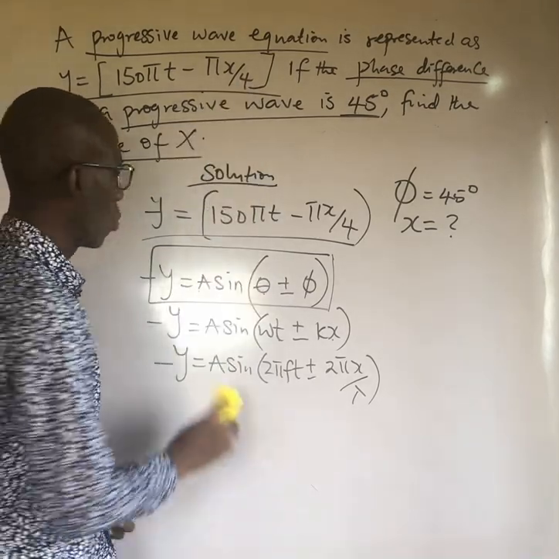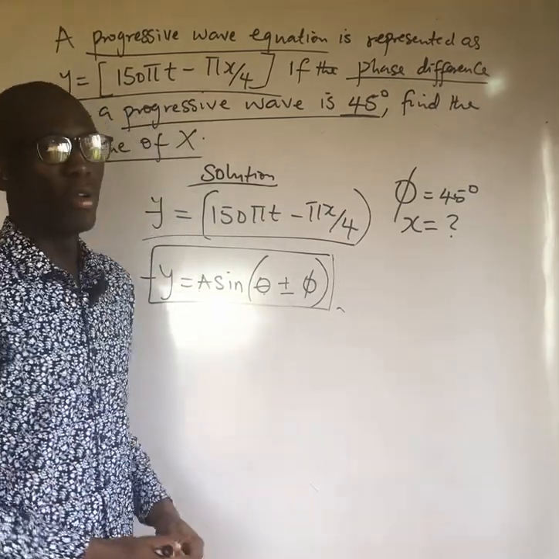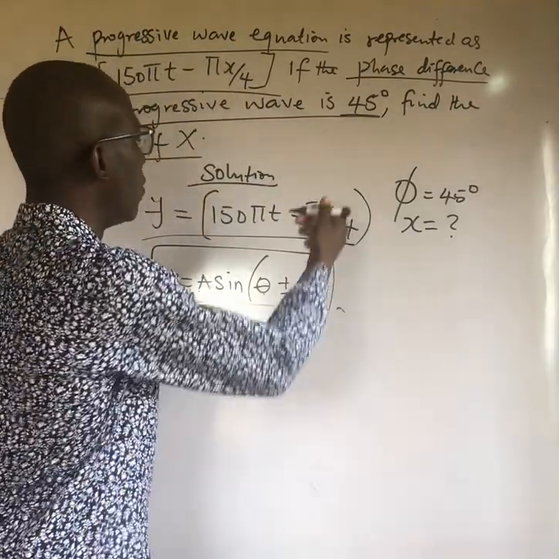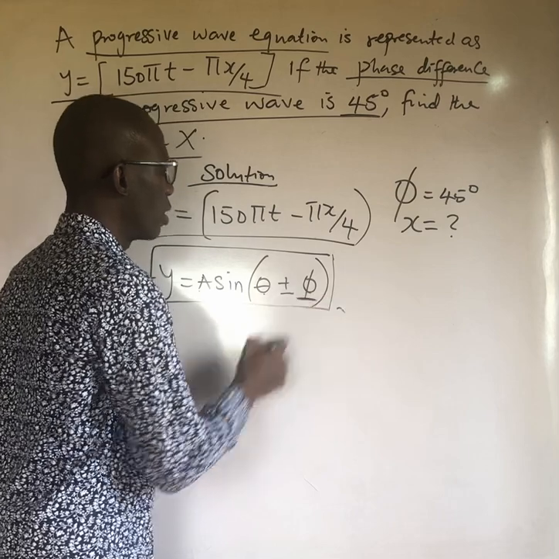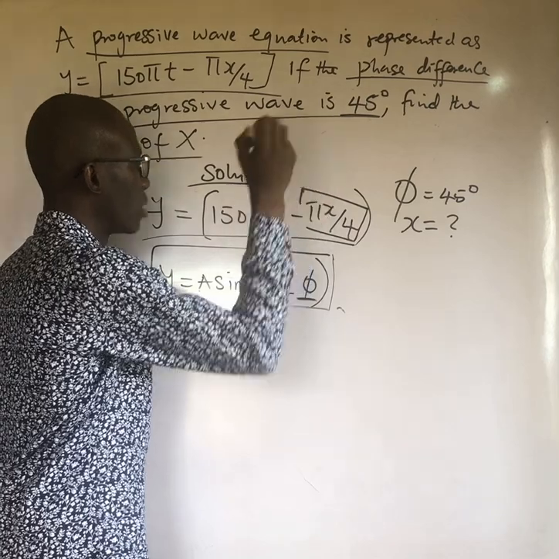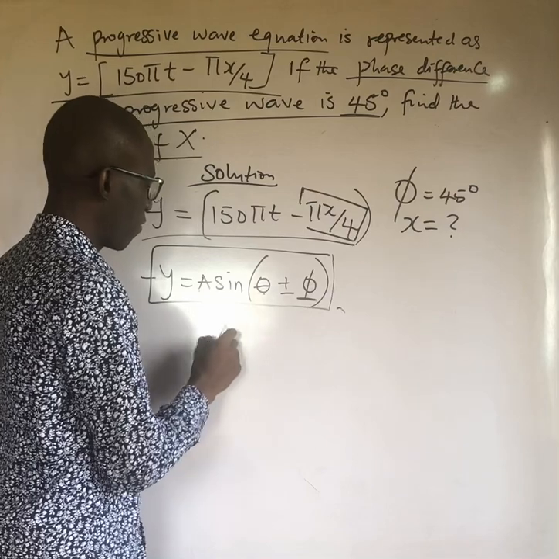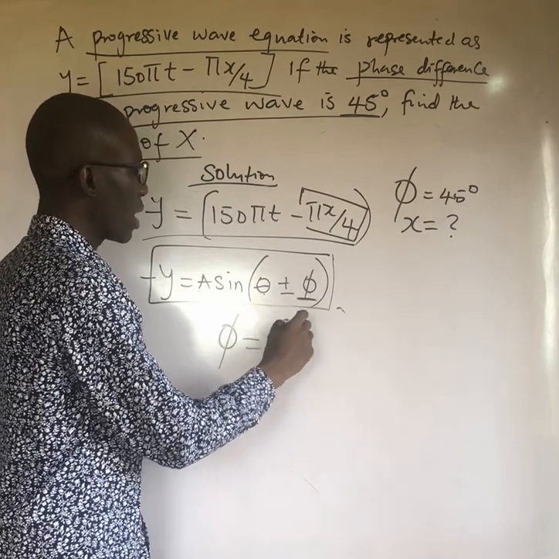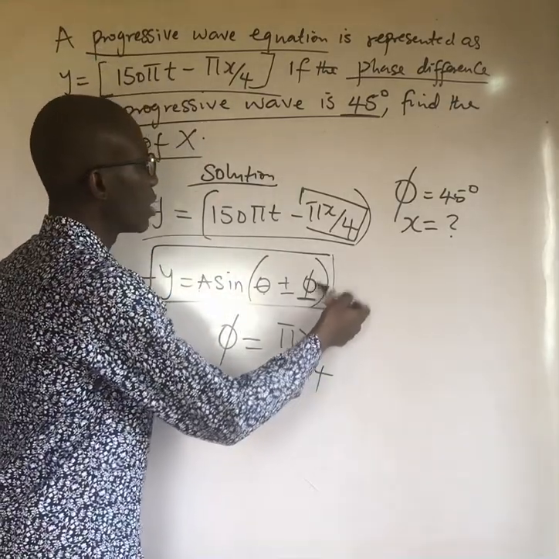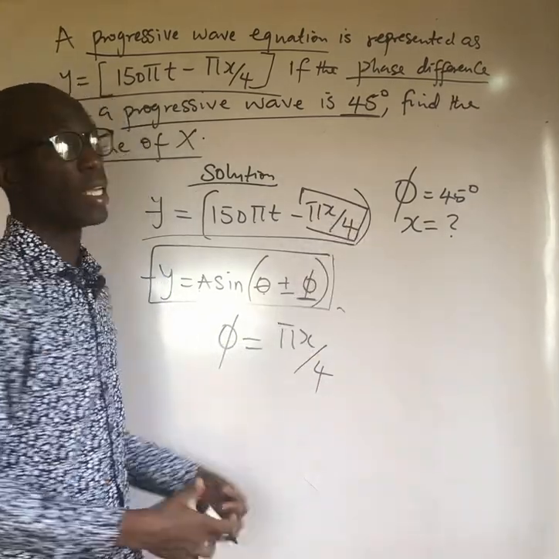So the next thing we need to do is to wipe this off. All right, we've wiped it off. Then what's the next thing we have to do? The next thing we have to do is to compare the given terms. So here is your phase difference, and this is the aspect that goes with the phase difference. So we copy this out, and we have that the phase difference is equal to pi x over 4. So if we have that the phase difference is equal to this, then we can start solving.